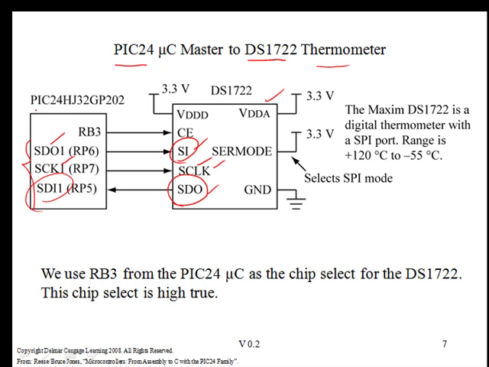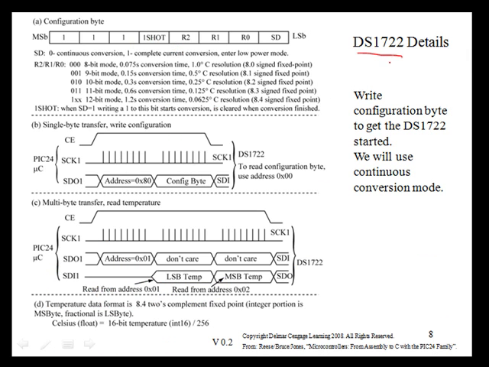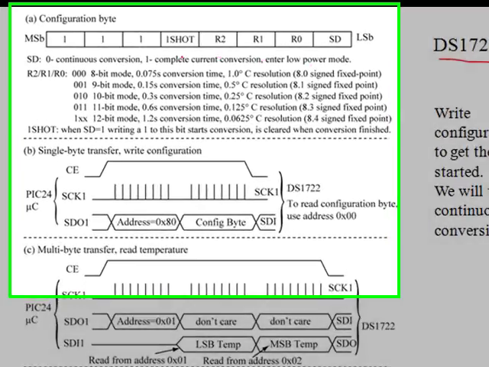Now, on this particular PIC24 device, these I/O pins from the SPI module must be brought to reconfigurable pins, and we chose these arbitrarily. This DS1722 also has a high true chip enable, so we decided to use pin RB3 for this chip enable. That was again an arbitrary choice. We'll note that this chip enable is high true. The DS1722 is used to measure ambient temperature.